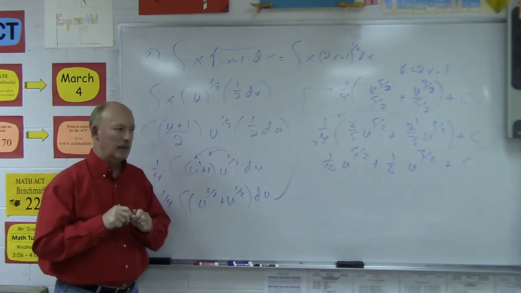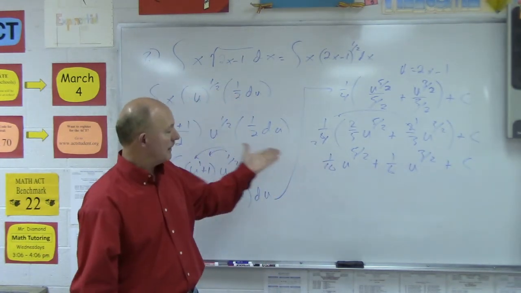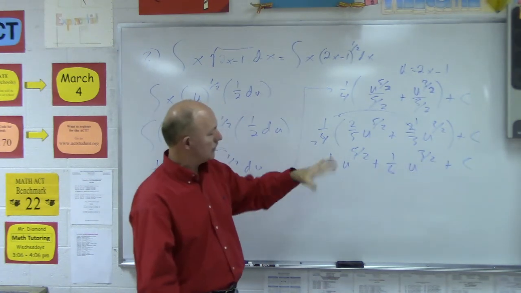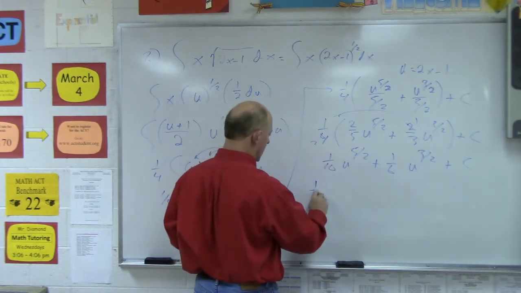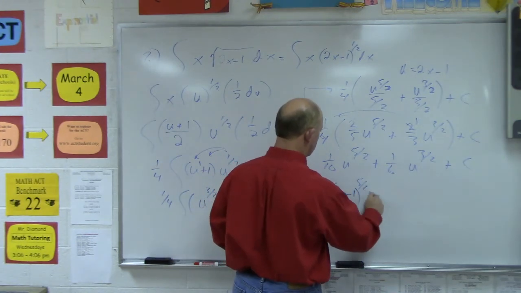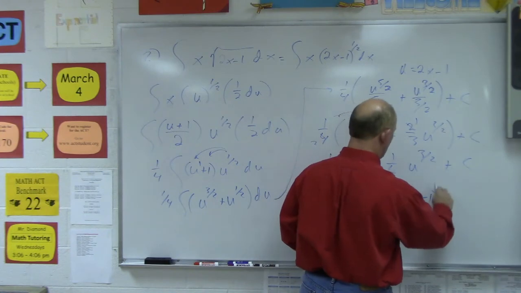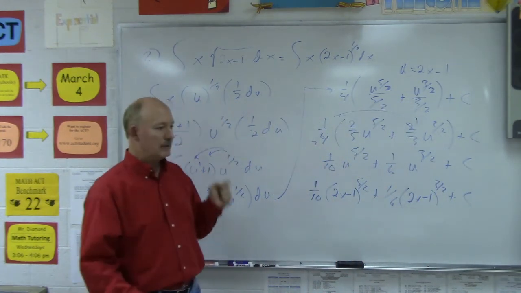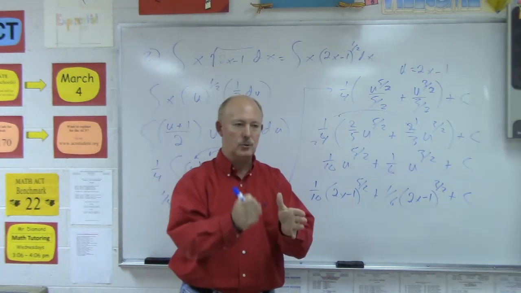Okay, now we're almost done. The last thing we want to do is rewrite. We have our indefinite integral written in terms of u. Let's convert this back in terms of x. So let's substitute the 2x minus 1 back in for u. And we have 1/10 times 2x minus 1 to the 5/2 power plus 1/6 times 2x minus 1 to the 3/2 power plus c.